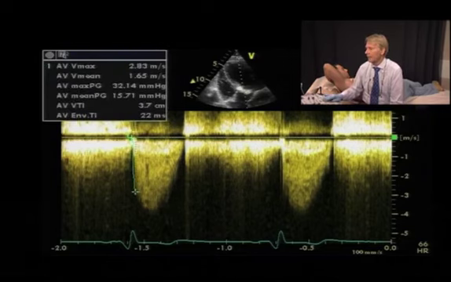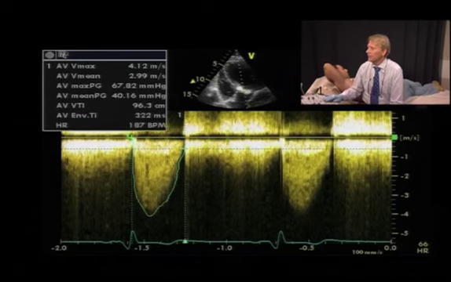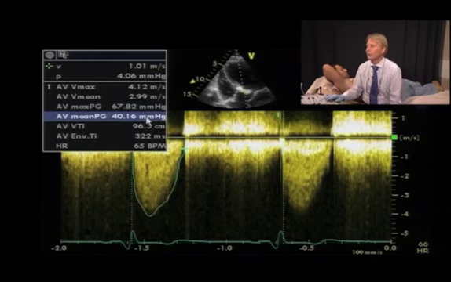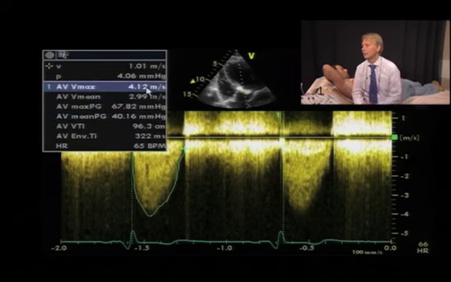So we trace the contours of this curve. Try not to include portions of the curve which are artifacts. And then we go all the way towards closure of the aortic valve. And then we get the following measurements. We have a mean gradient of 40 millimeters mercury and a maximum velocity of 4.1 meters per second.